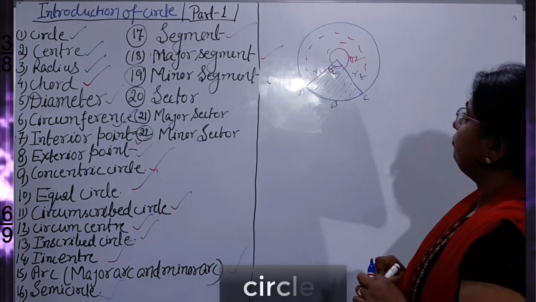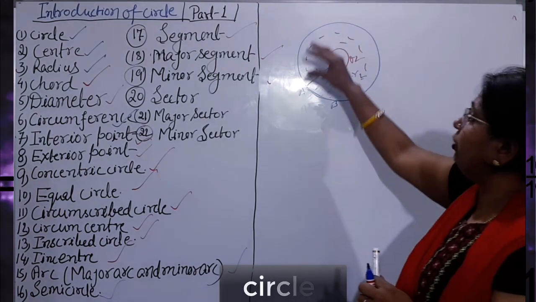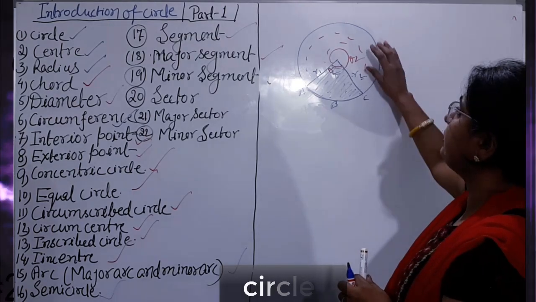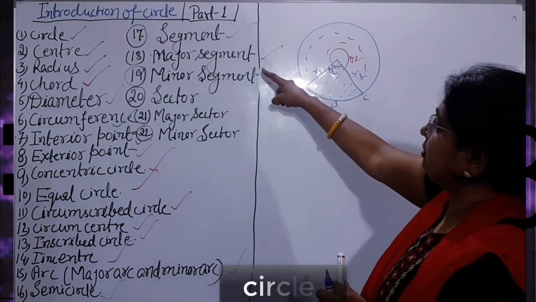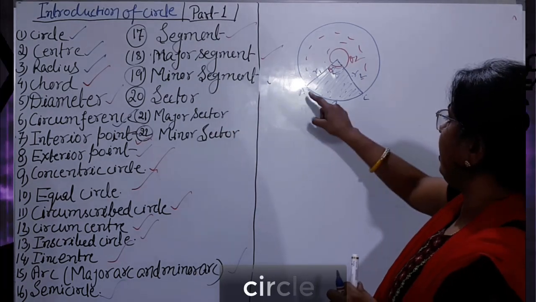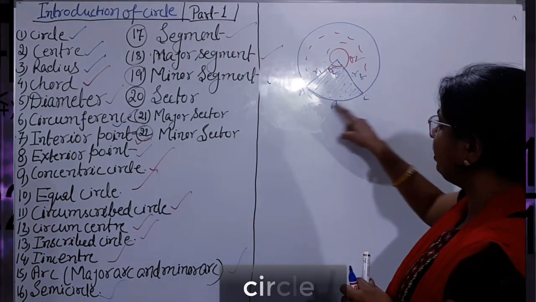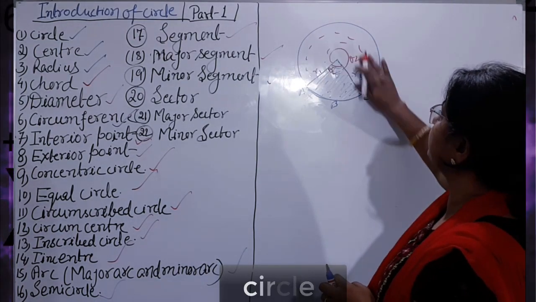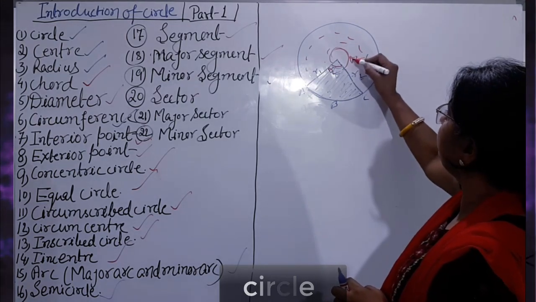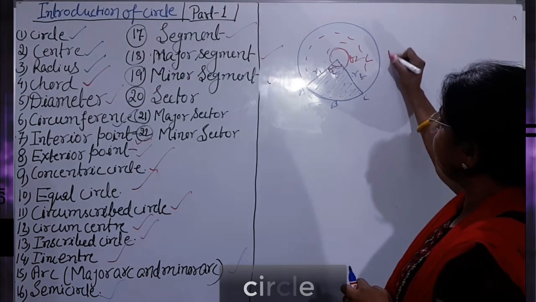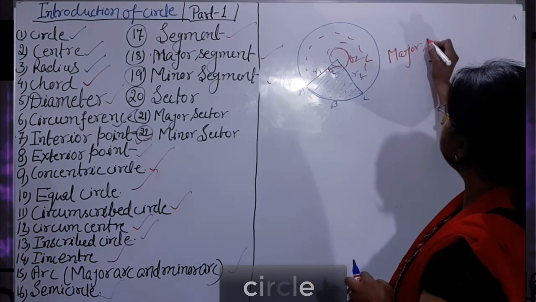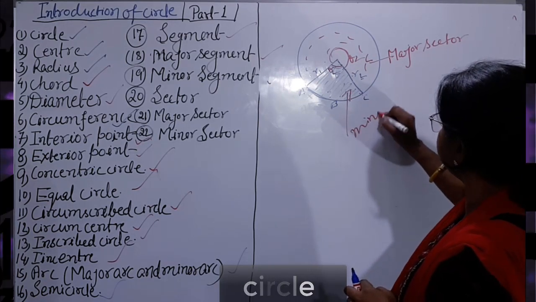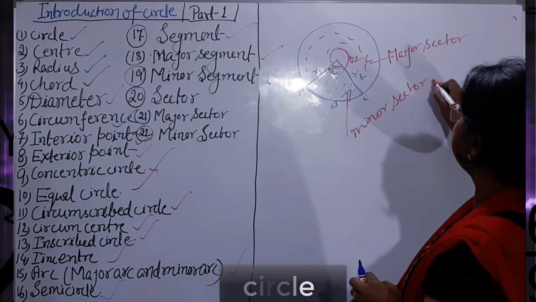Then the region bounded by the two radii and the bigger arc is called the major sector, and the one bounded by the smaller arc is called the minor sector. That means this bigger portion, included with angle theta 2, is your major sector, and this one is the minor sector.